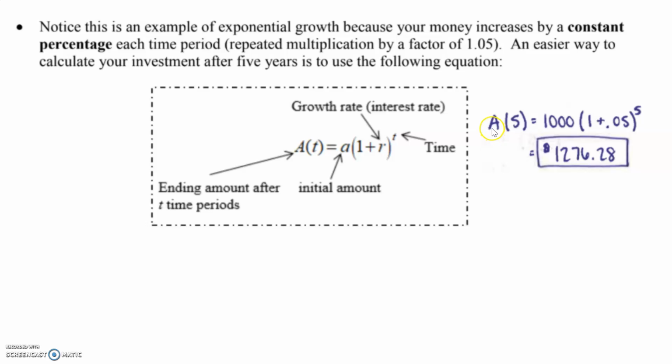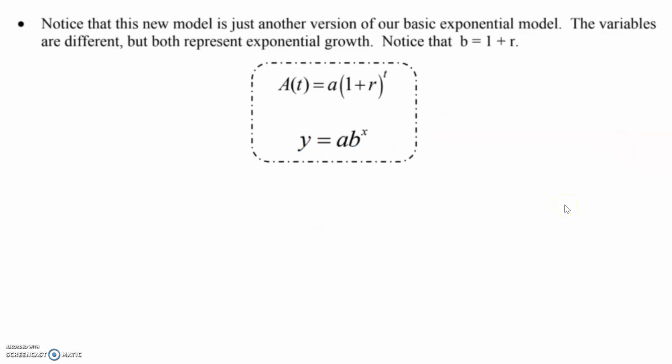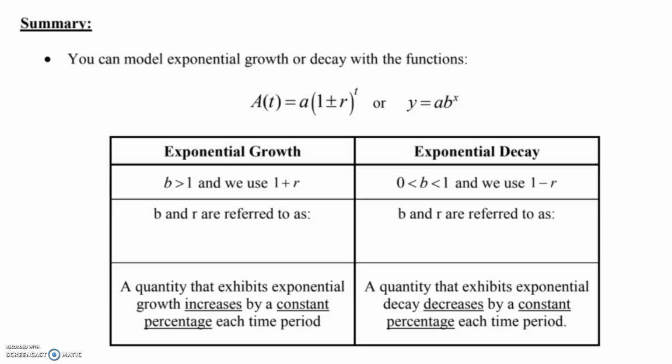In that example, the ending amount at 5 years was equal to this, all added into the one function here. Okay. And again, in the next slide here, we're just comparing this concept. Okay, A of t is equal to this. It's very similar to the original equation that we looked at. We're just saying that b is 1 plus r with an exponential growth function. Okay. Now, we can model exponential growth or decay with these functions. It's all just a matter of whether we're taking 1 plus r or 1 minus r. Growth, we're going to add our rate, and decay, we're going to subtract that rate.